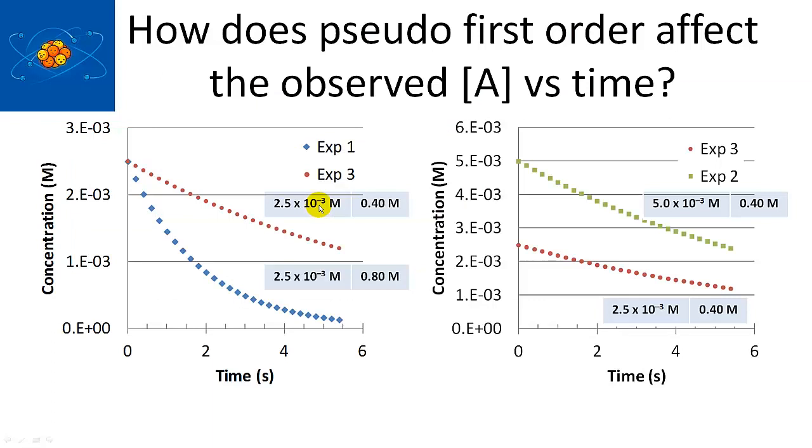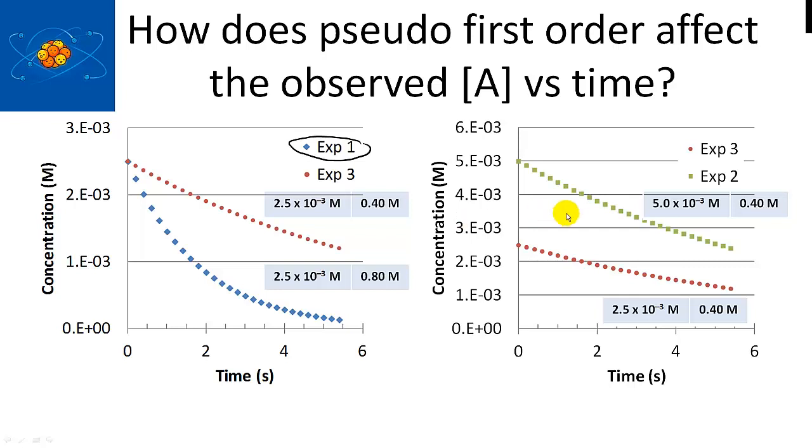You'll notice experiment 1, that's the blue dots here, and experiment 3, that's the red dots. In experiment 1, the concentration of B is higher than the concentration in experiment 3. So what happens is it appears that the reaction is faster. That is, the concentration change versus time is much faster for experiment 1 versus experiment 3. So we know there's some dependence of the rate of the reaction on the concentration of B, and I'll show you how to analyze that.